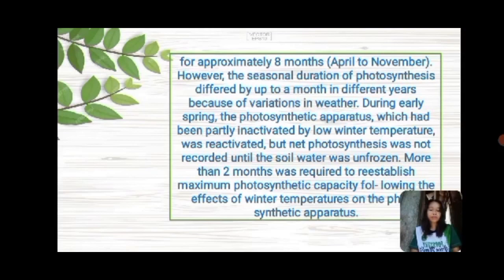Truly, months from April to November, however, due to fluctuations in weather, the seasonal durations of photosynthesis vary by as much as 1 month between various years. The low winter temperatures had partially deactivated the photosynthetic system, which was restored in the early spring. However, net photosynthesis was not detected until the soil water thawed, following the impact of winter temperatures on the photosynthetic apparatus. More than 2 months were needed to restore maximum photosynthetic capability.